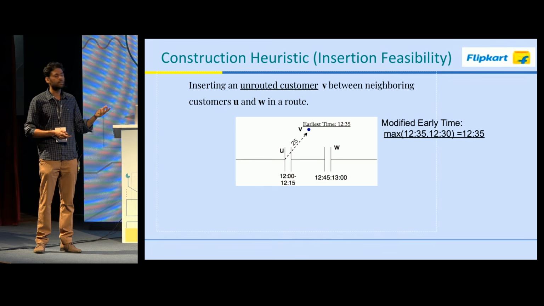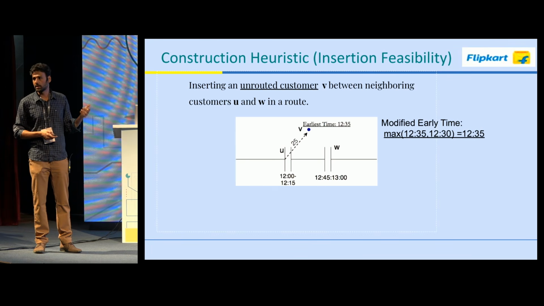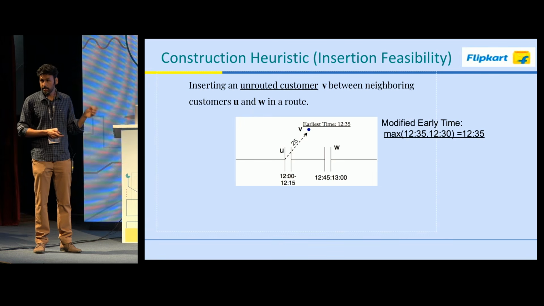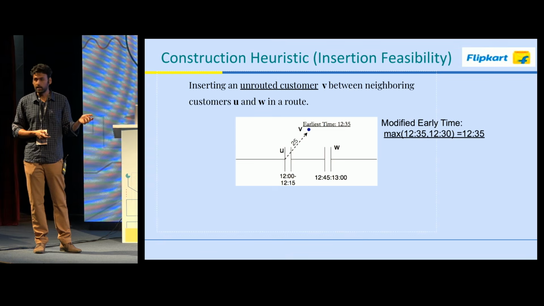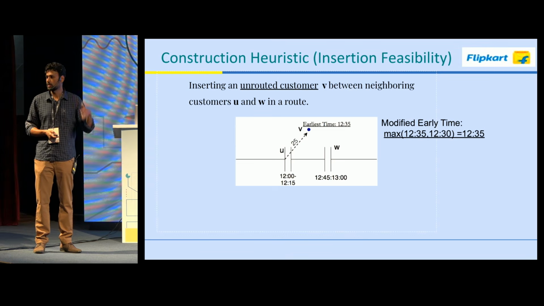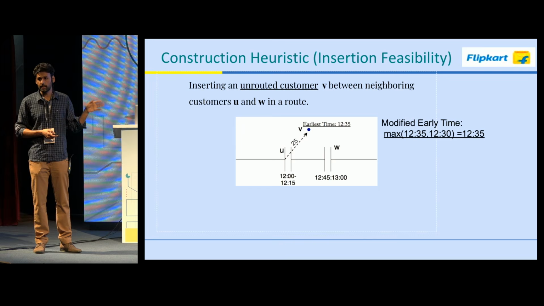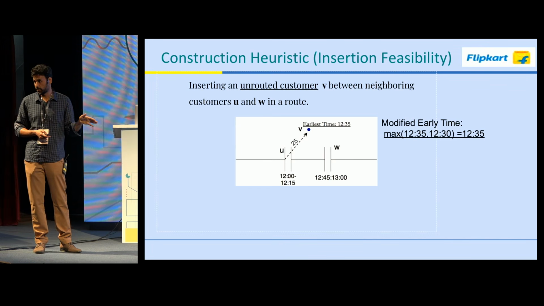So let's say that the travel time between U and V is 25 minutes. So the earliest you can get to U is 12:00, and you need 10 minutes to service U, which is 12:10. It takes 25 minutes to get to V, which is 12:35. So the earliest you can get to V is 12:35, right?